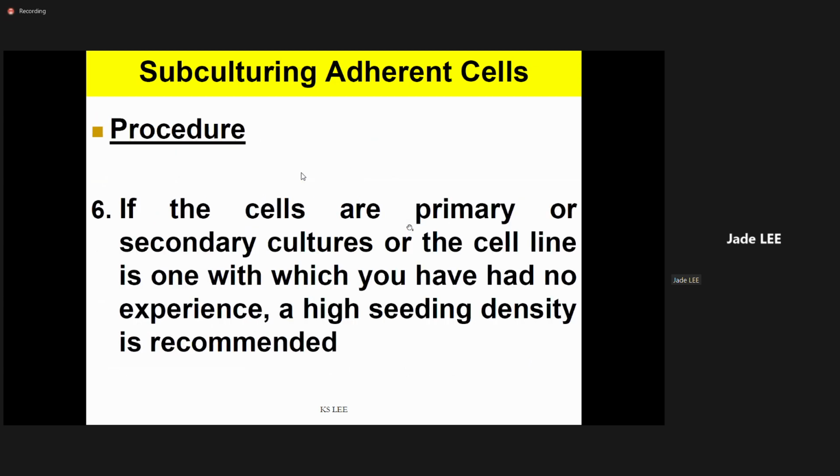If the cells are primary or secondary culture, or the cell line is one with which you have had no experience, a high seeding density is recommended. If you have no idea of the characteristics of the cells, then probably you have to reseed them at a higher density so that the cells can grow. The chances for the cells to grow are higher compared to a low seeding density.